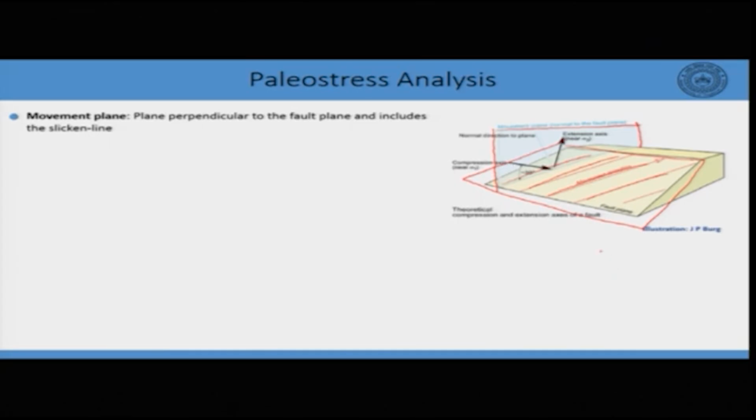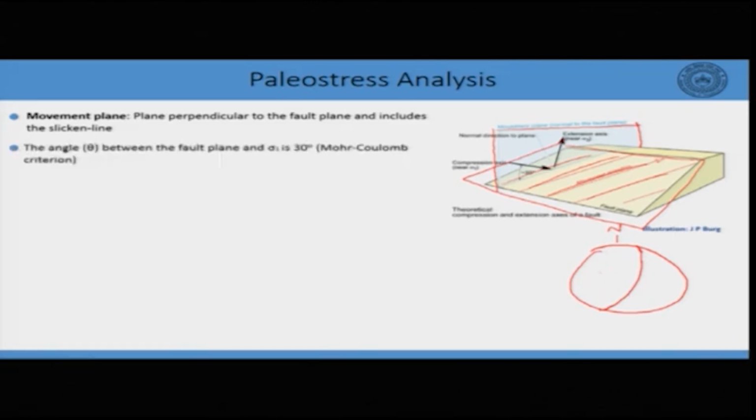Suppose this is the stereonet and this is north, and this is the fault plane. We take the pole to this fault plane, and also the striations on the fault plane. We bring the striation and the pole to the fault plane onto the same great circle and draw a line through them, then we get the movement plane. Then we consider theta, which is basically the angle between the fault plane and sigma 1.